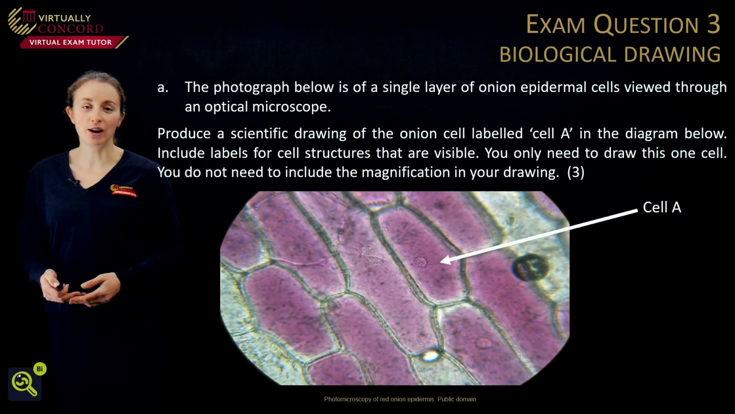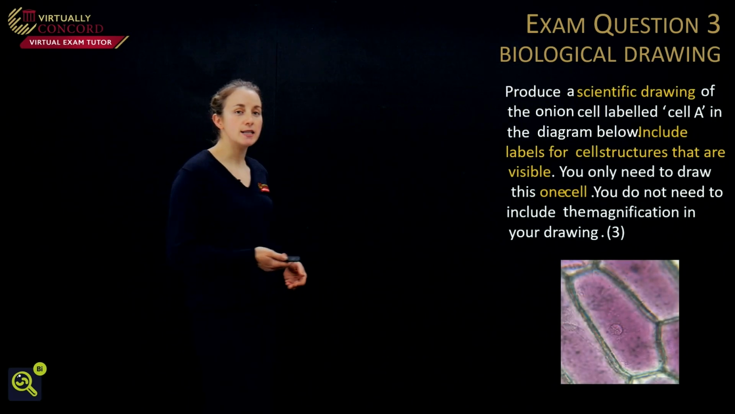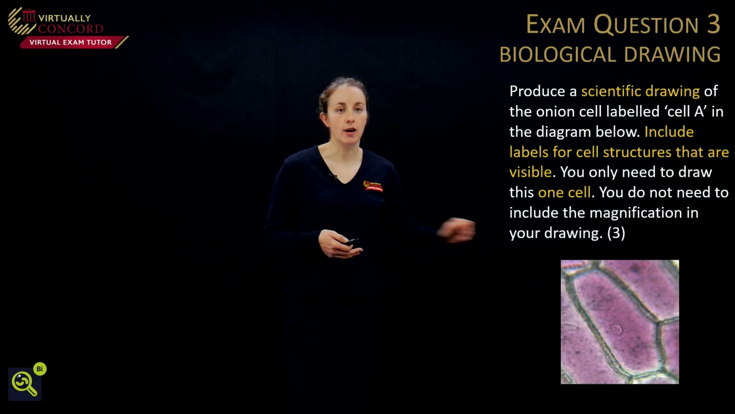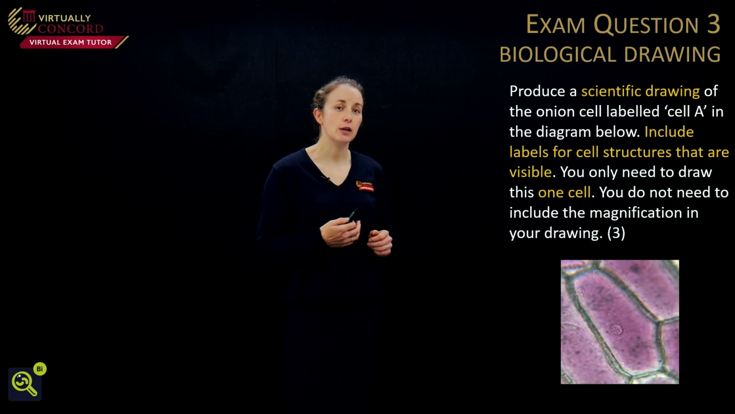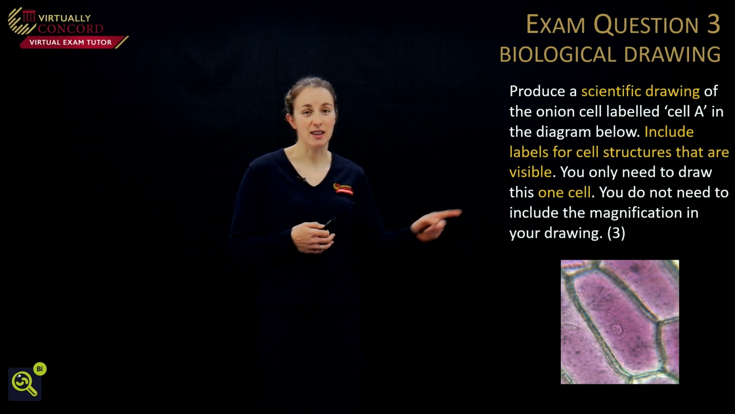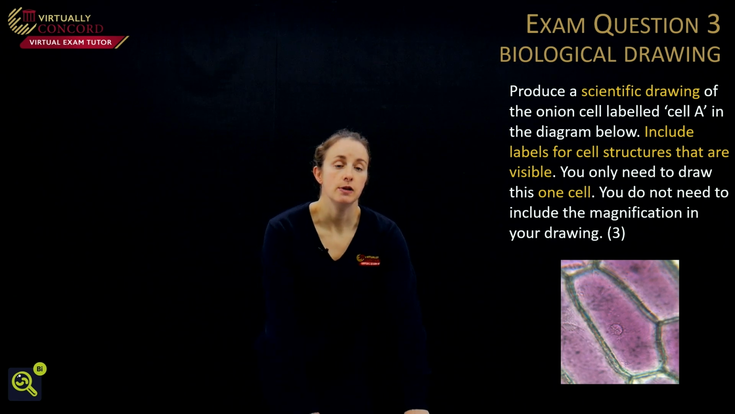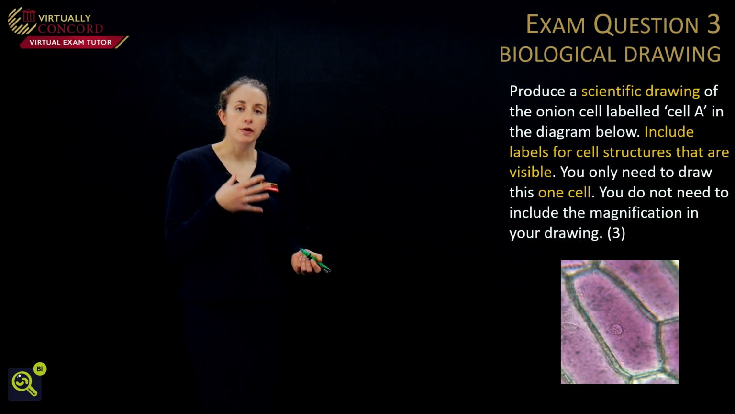So question number 3 asks you to produce a scientific drawing of an onion cell. And in this case, they've asked you just to draw the one cell that they've highlighted, and you do not need to include magnification, although that is something you should try and include, unless, like this, you've specifically been told not to include it.